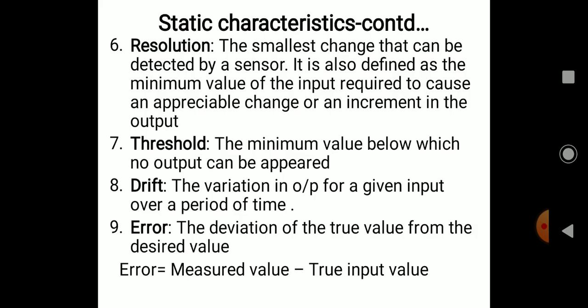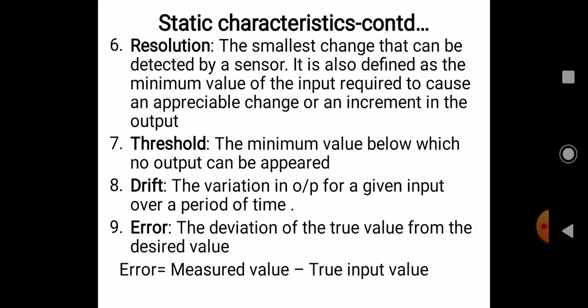Threshold. This is a minimum value below which no output can appear. Suppose in some instruments, like a pressure gauge, there is a minimum value we have to give. Suppose there is a 0 to 140 speedometer. For a change of the needle, the vehicle should run at least 5 km per hour.